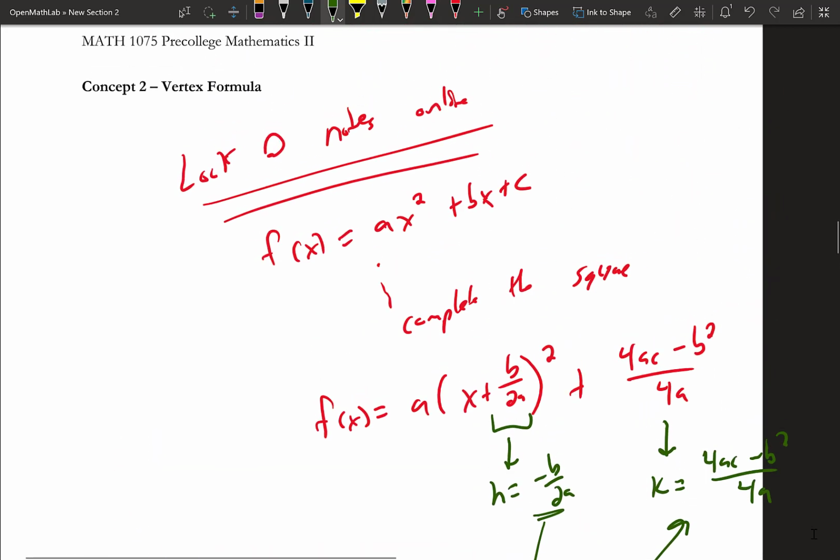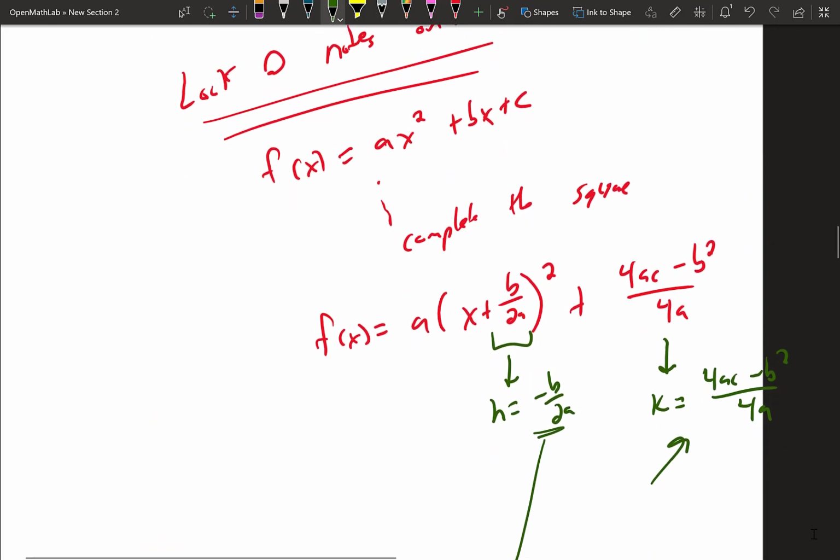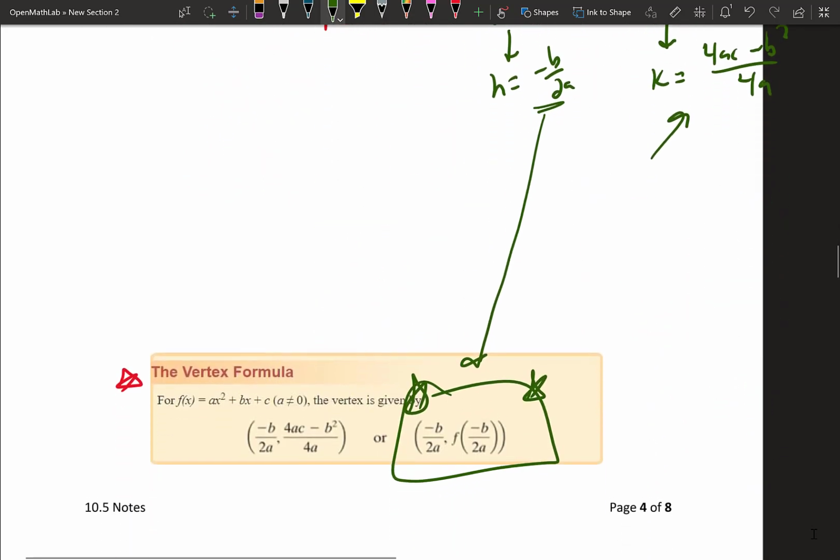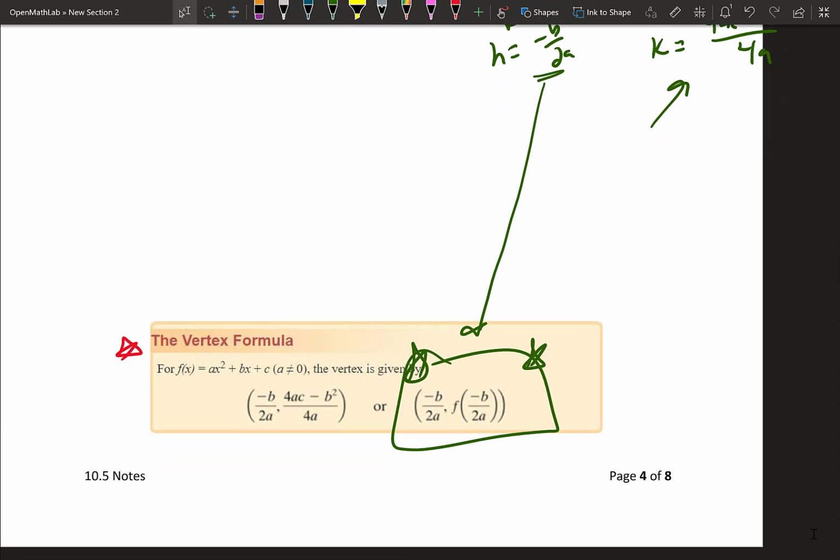So I'll just let you look at my notes online about how to do that. But it's not something that I'll expect you to memorize or so forth. Just a presentation of where that comes from.